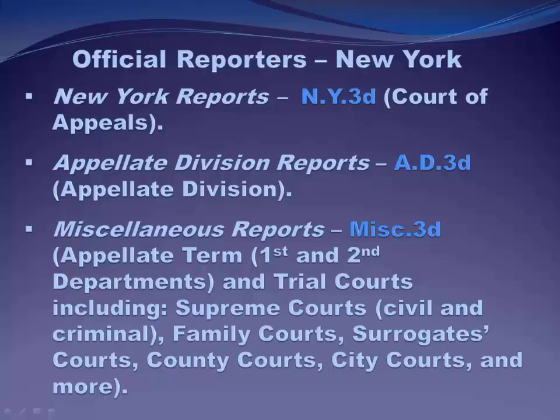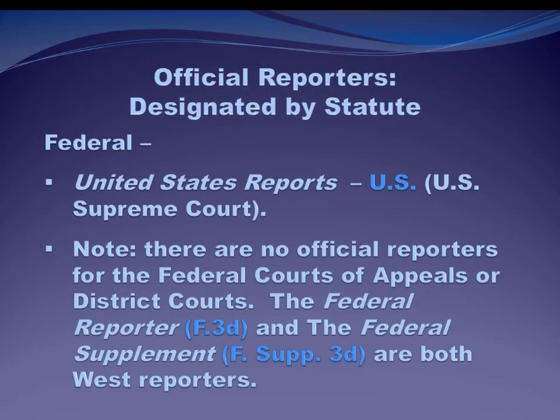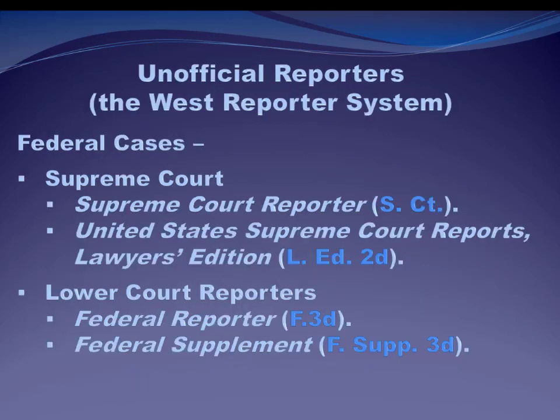The appellate division reports are AD 3rd, and then the miscellaneous report is where that whole grab bag of trial courts would have their opinions reported. West also has unofficial reports. As I mentioned, the Federal Reporter and the Federal Supplement are the only two available for the intermediate and the district courts at the federal level. And there are also two unofficial reporters for the Supreme Court.